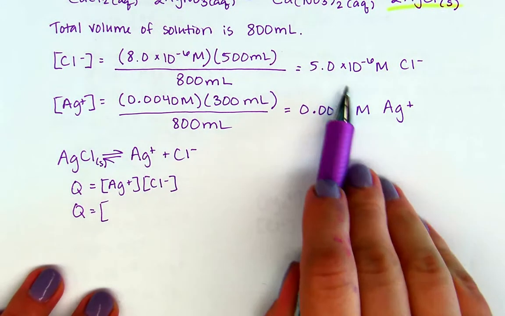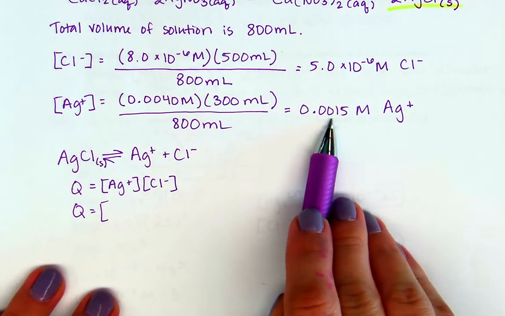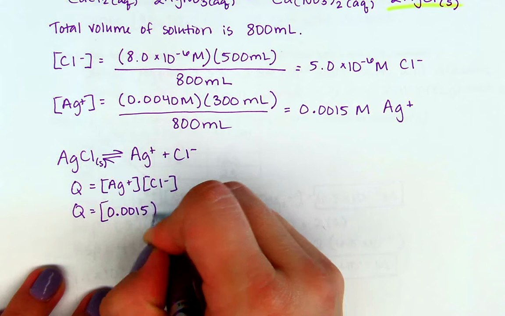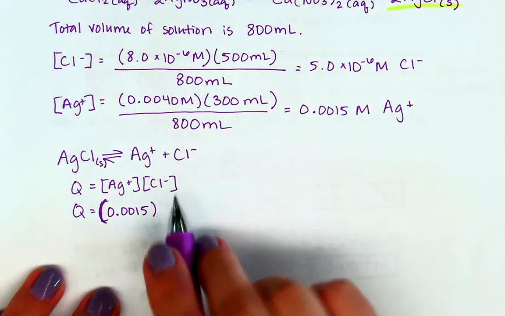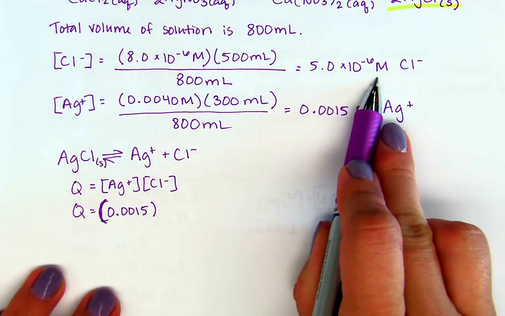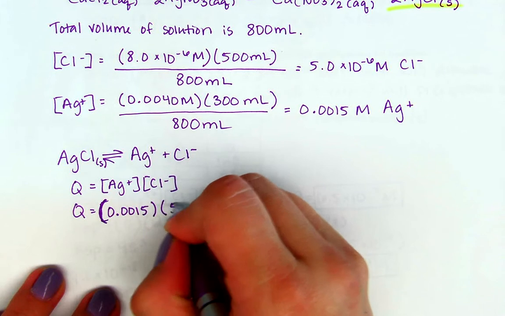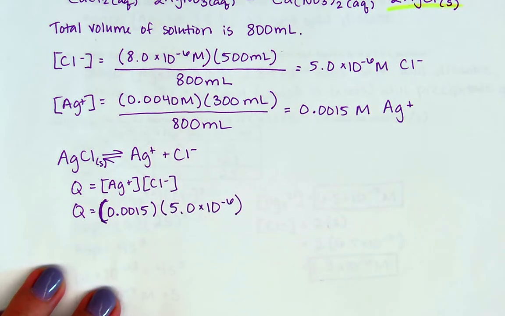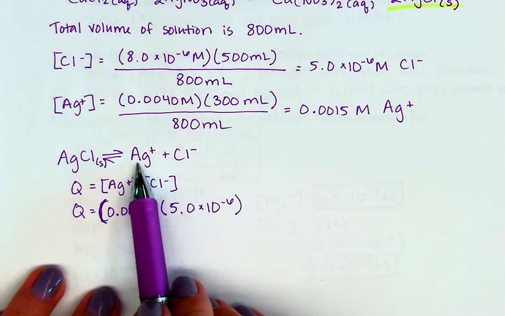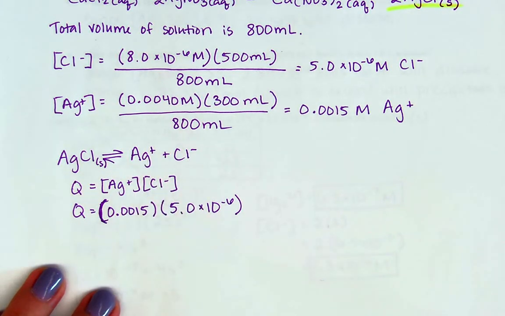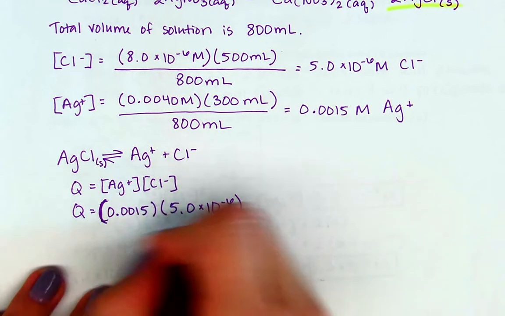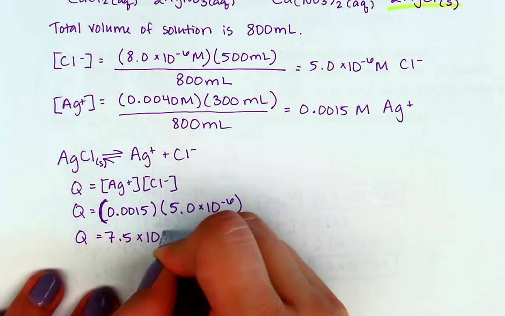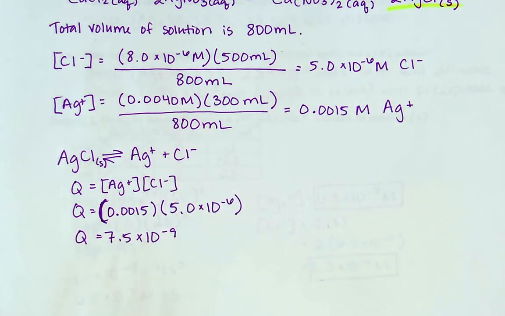So the concentration of silver is 0.0015 molar. This should be in parentheses. And our chloride, which is 5.0 times 10 to the negative 6 molar. And these aren't squared or anything like that because you just have a 1-to-1 ratio here. Plugging these into your calculator, multiplying them out, you get Q is equal to 7.5 times 10 to the negative 9.